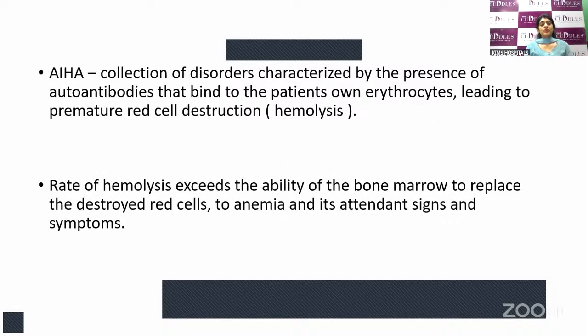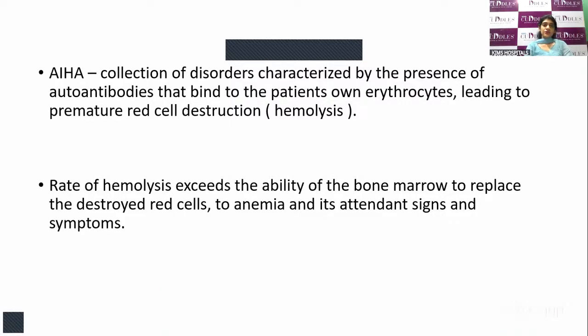So what is autoimmune hemolytic anemia? It's a collection of disorders characterized by the presence of autoantibodies that bind to the patient's own erythrocytes, leading to premature red cell destruction, that is called hemolysis. There is not one condition which goes around during these disorders. There are 2-3 conditions which happen at the same time, and knowing which one to manage first is the most important thing. The rate of hemolysis exceeds the ability of bone marrow to replace the destroyed red cells, leading to anemia and its attendant signs and symptoms.